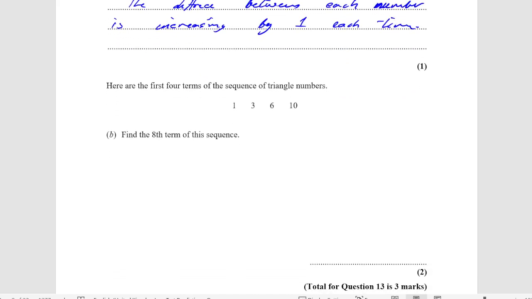Okay, here are the first 4 terms of a sequence of triangle numbers. Find the 8th term in this sequence. So for the 5th one, we'd be adding 5 to this. For the 6th one, we'd be adding 6. So in effect, we want to do 10 plus 5 plus 6 plus 7 plus 8. And then if we do this, let's do this in kind of pairs. So that would be 15, 21 plus 15. So that would be 36.